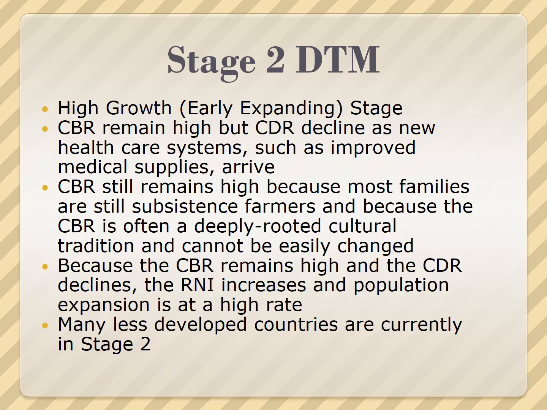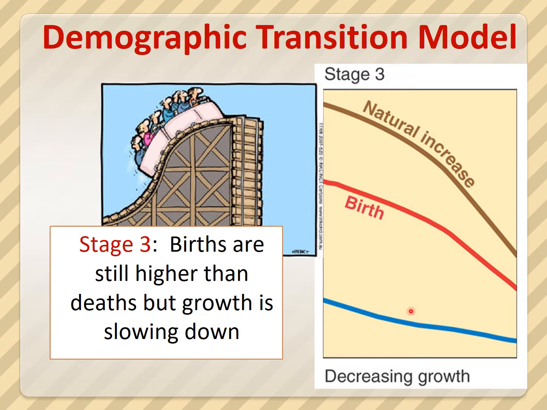Many have actually moved into stage 3 though. There have been improvements in food supply, crop rotation, selective breeding, seed drill technology, improvements in public health, water supply, sewerage, food handling, personal hygiene, vaccination, and a population explosion. Now it's what leads us to stage 3, where births are still higher than deaths, but the growth is slowing down.